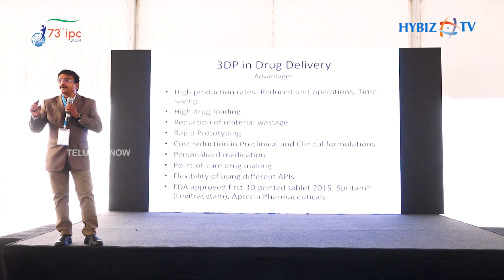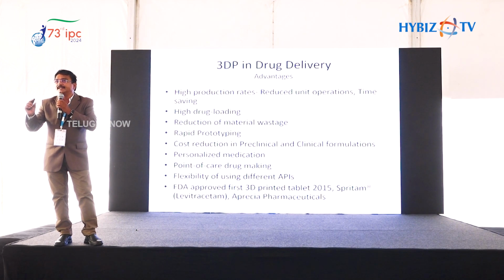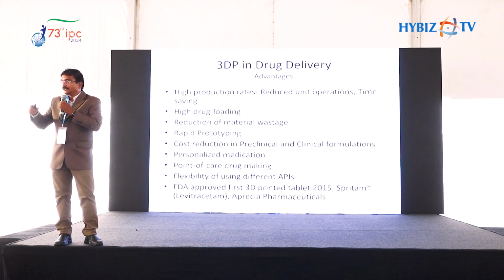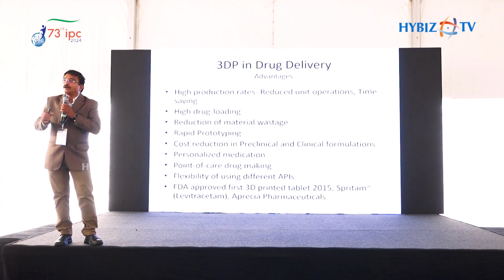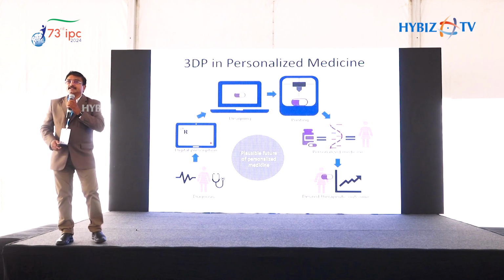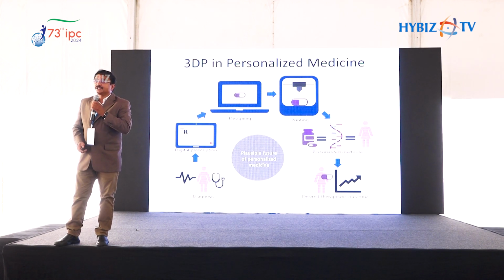For example, if you want to make a 500 mg drug-containing tablet, the tablet weight is not 500 mg, it is around 700 mg, because excipients are there: disintegrating agent, binders, and so on. But in 3D printing, you can use up to 95% drug, only 5% excipient. We achieved that actually.